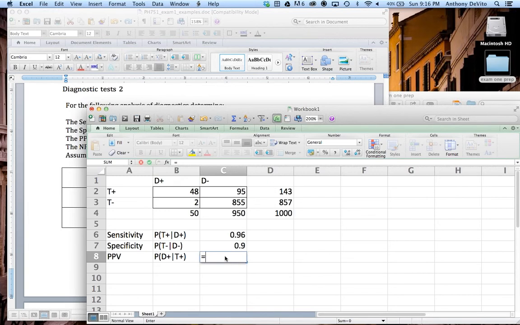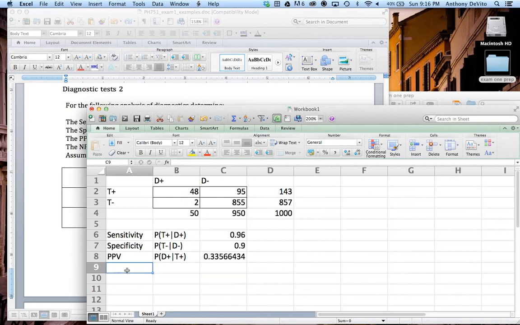So that's going to be equal to the number of people that have the disease and test positive, which is 48, out of the total number of people that tested positive, whether they had the disease or not, which is 143, right? Aren't these always the number of people that satisfy our criteria over the possible number of outcomes, whether it's a conditional probability or any other kind of probability? Okay, so that's about 34%. Positive predictive value is about 34%.